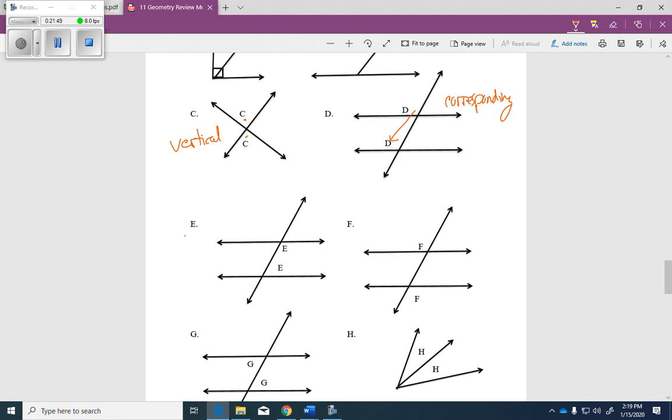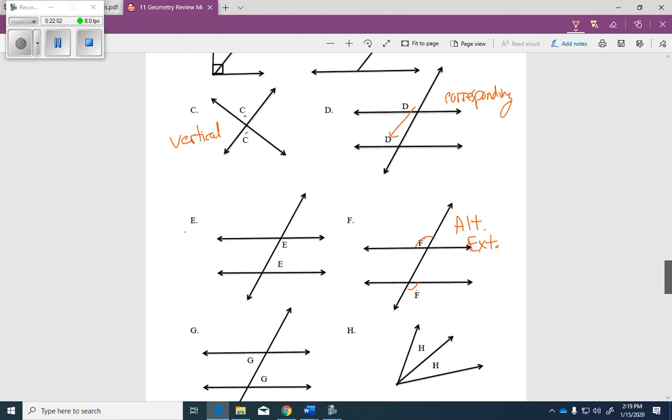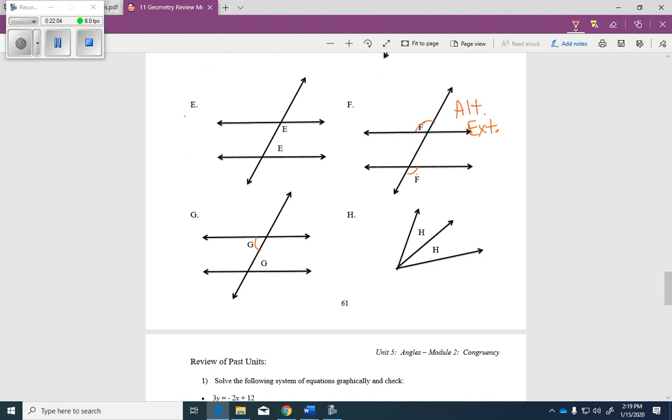I'm skipping E. That's the one I don't like. Those are interior on the same side. F, I see that they're alternate exterior. G are alternate interior. H, these are just adjacent.